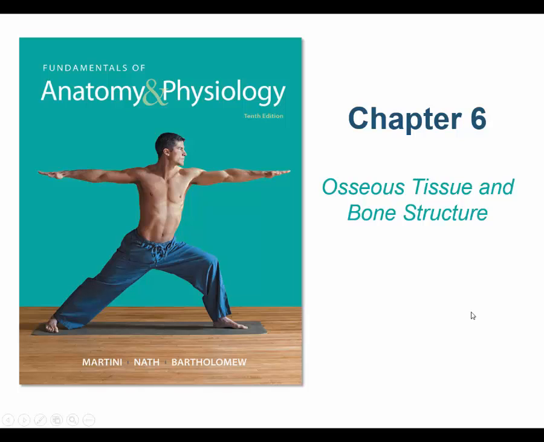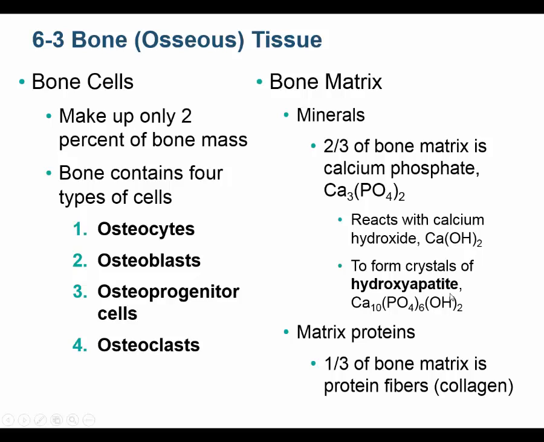All right, folks, this is osseous tissue 6-3 to 6-4, and this is the true tissue part of bones. So we're going to look at the tissues. So first of all, the bone cells. A mature bone cell is called an osteocyte. You can see that right here. But an osteocyte doesn't make new bone.